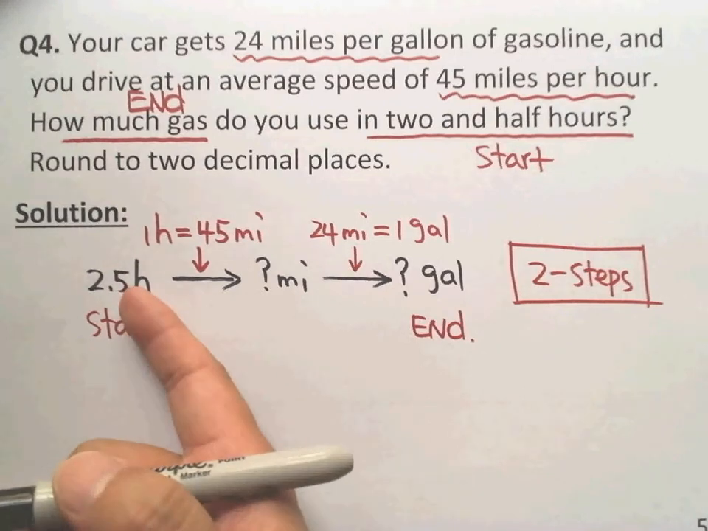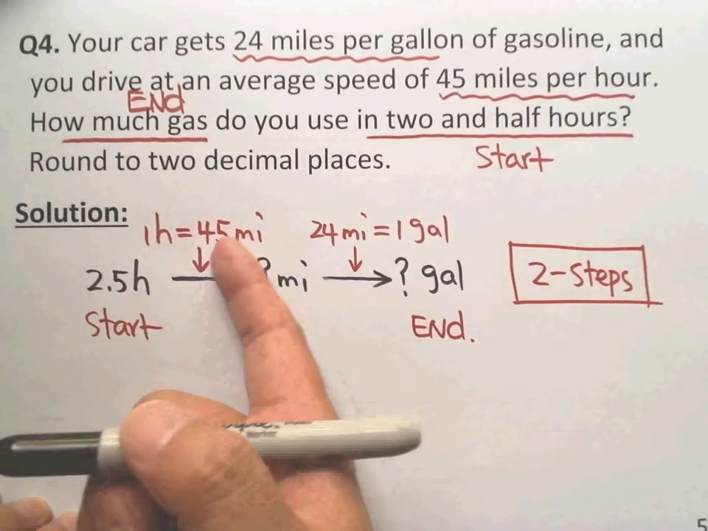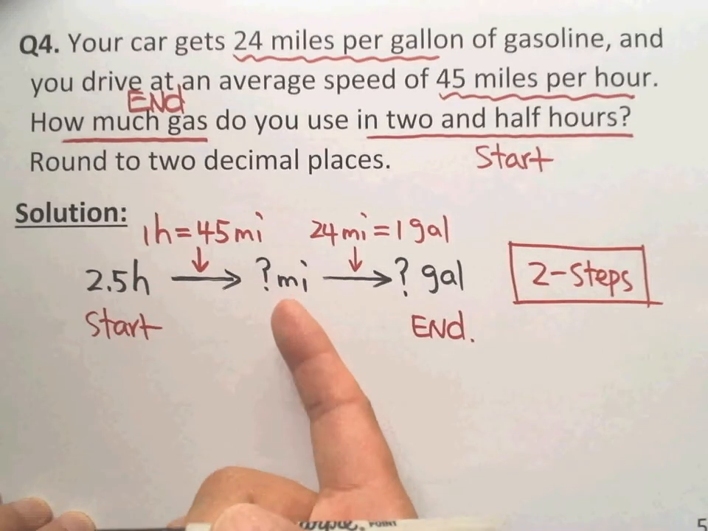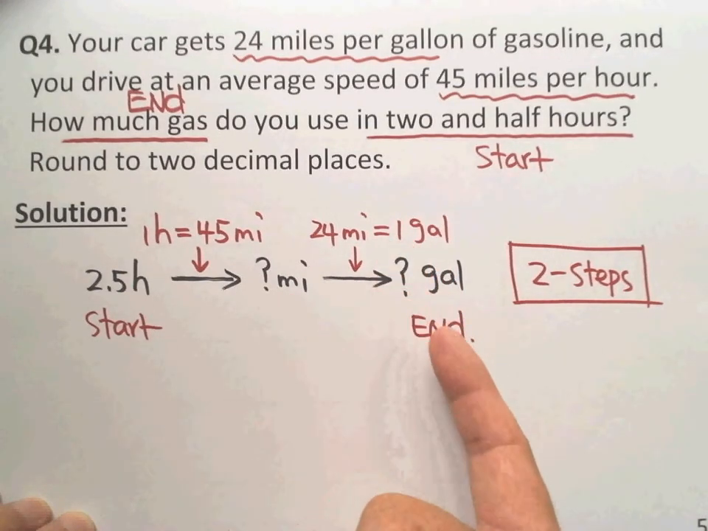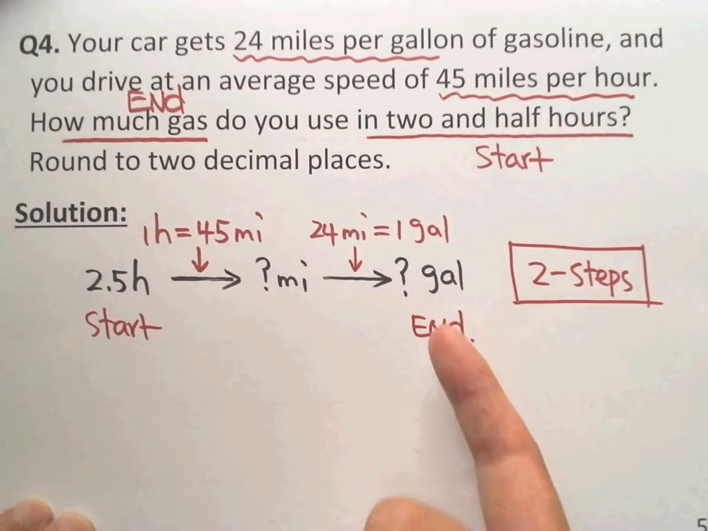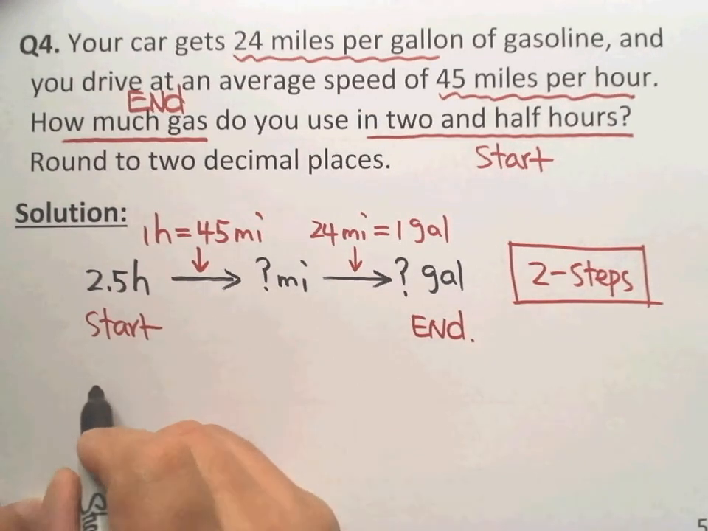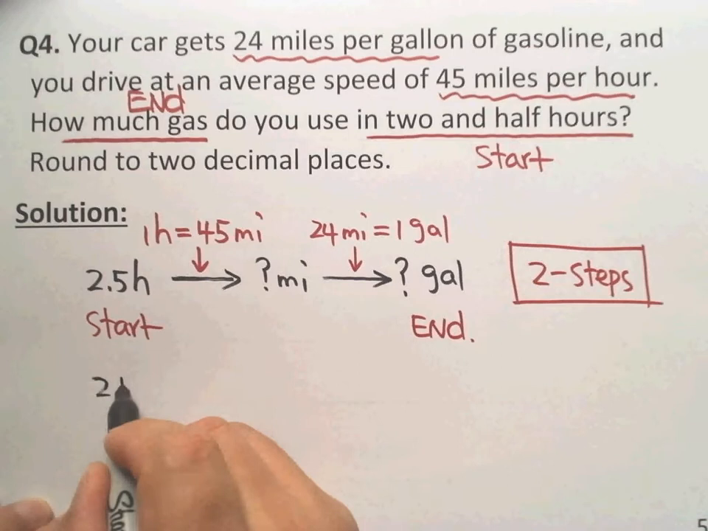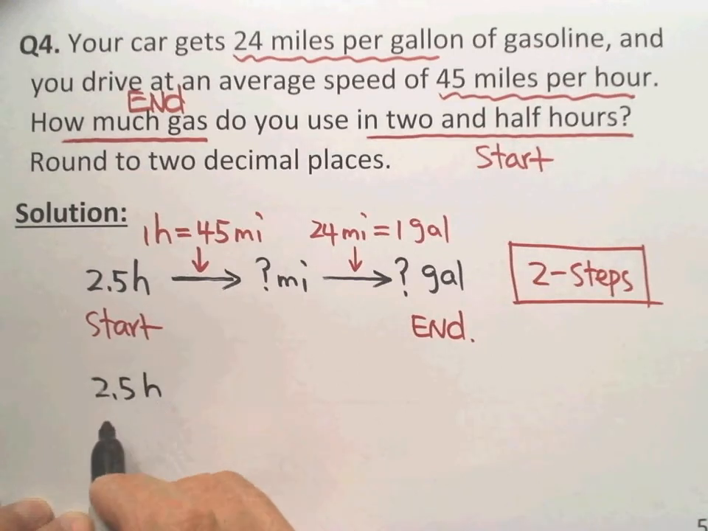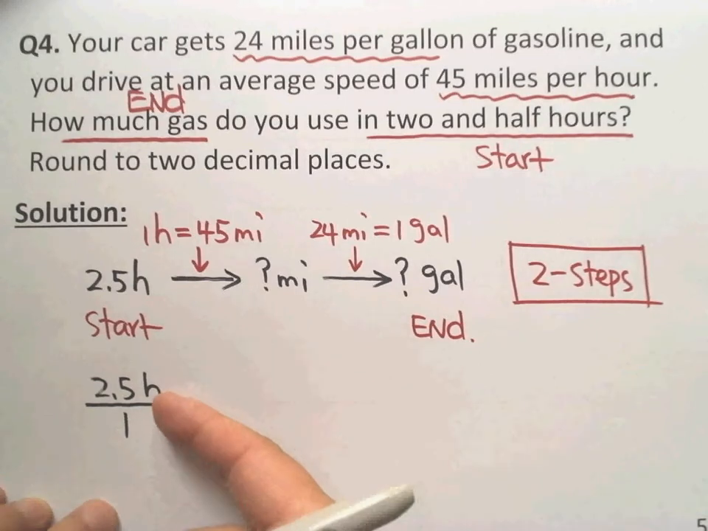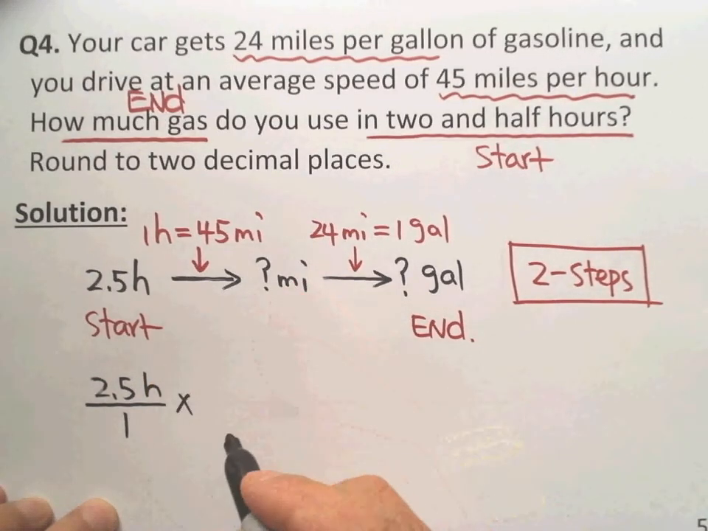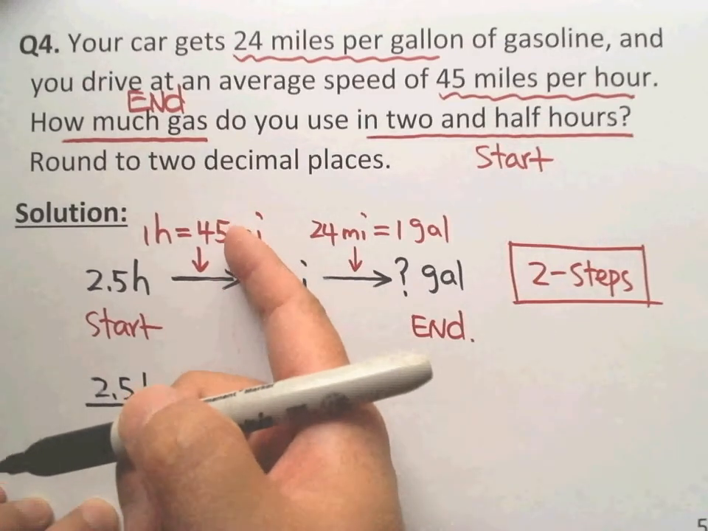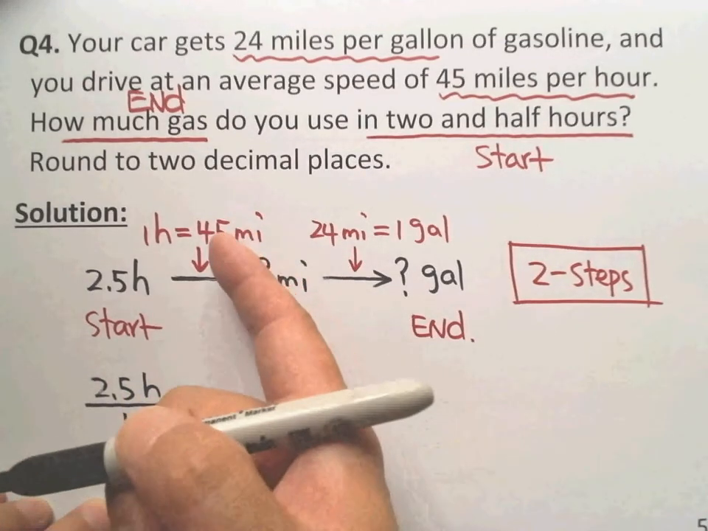So go from here, 2.5 hours. I think now you know how to go, right? Write this first, and then times 1 fraction based on this information, so we can go to miles. And times the second fraction of 1, we go to the last unit. The first unit is 2.5 hours, so I put 2.5 hours over 1. Okay, and then write the unit fraction, and then times another fraction.